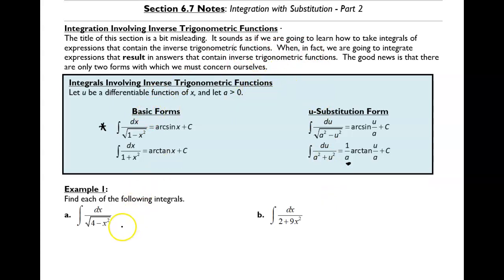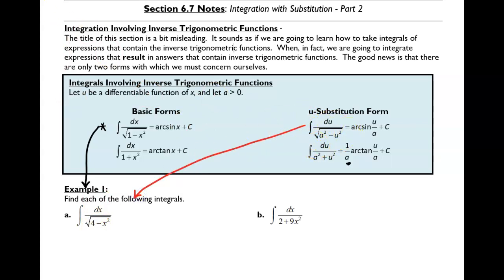So first of all, in number 1a, we see the integral of dx over square root of 4 minus x squared. When you see something like this where there's just some x squareds in the denominator with a constant, square root or not, you might just start thinking inverse trig functions. Notice there is no variable in the numerator there. That's a good indication that this might be inverse trig. So this looks like the first form we have, dx over square root of 1 minus x squared, but that's not just a 1. So it looks like arc sine, but I'm going to have to do a little bit more work. That's going to tell me I need to do my U substitution form.